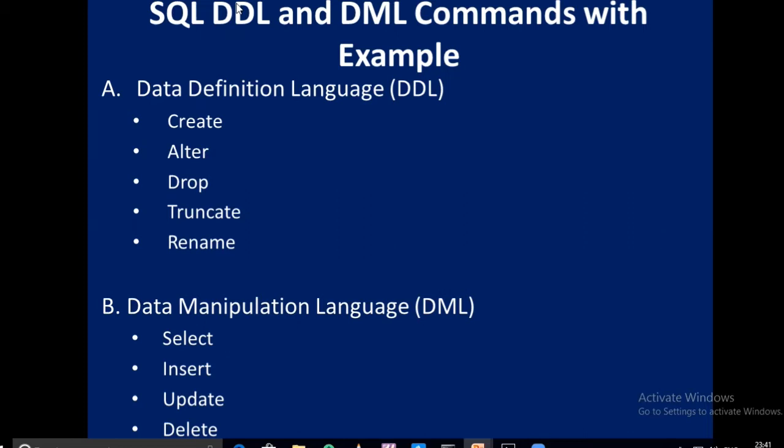Create is nothing but creation of a database as well as creation of a table. The alter command is useful for adding a new attribute into the table or deleting any attribute from the table. The drop command is useful for dropping a whole table as well as the database. The truncate command is useful for removing all the tuples from the table. The rename command is useful for changing the name of a table.